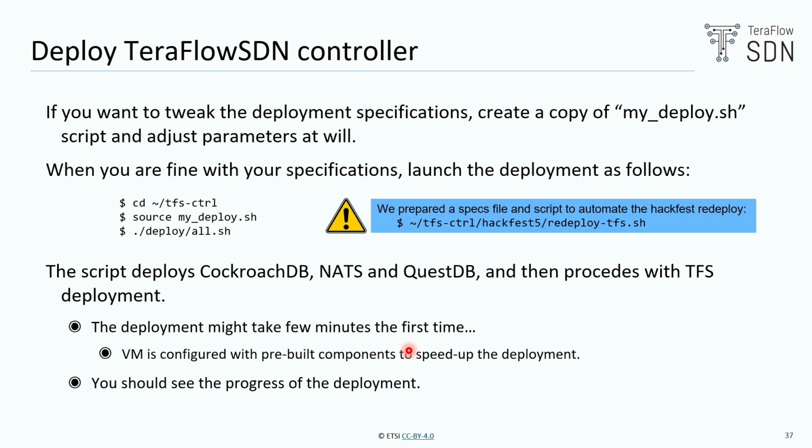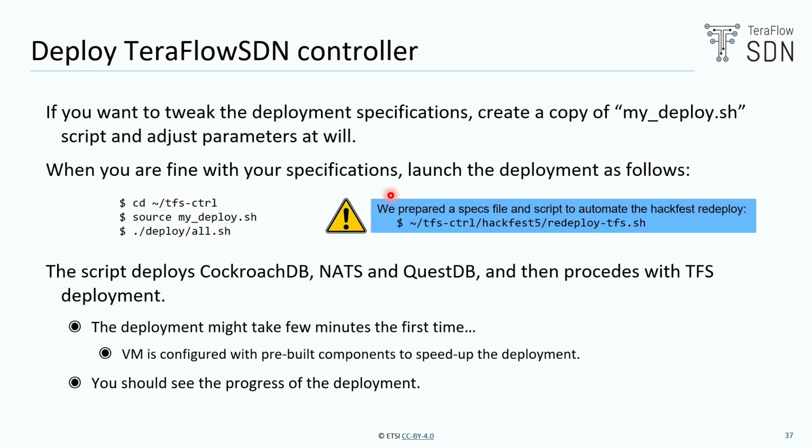And then we go directly to the part of deploying the TerraFlow SDN controller. Usually for that, we go to the folder where you cloned the TerraFlow code base. We first source the deployment specifications file, the file with all the settings that I was mentioning. And then we run a script named all.sh inside the deploy folder.